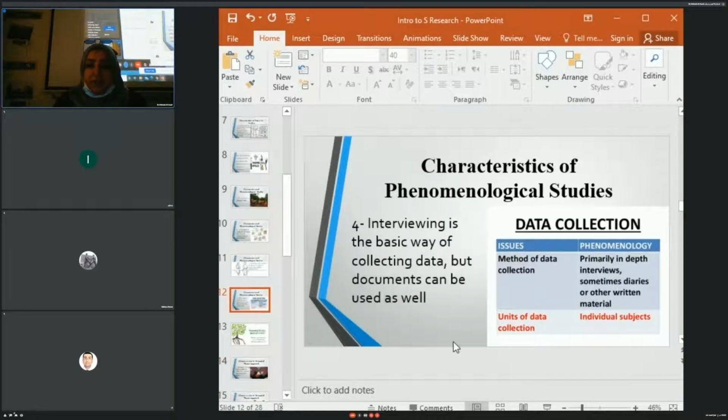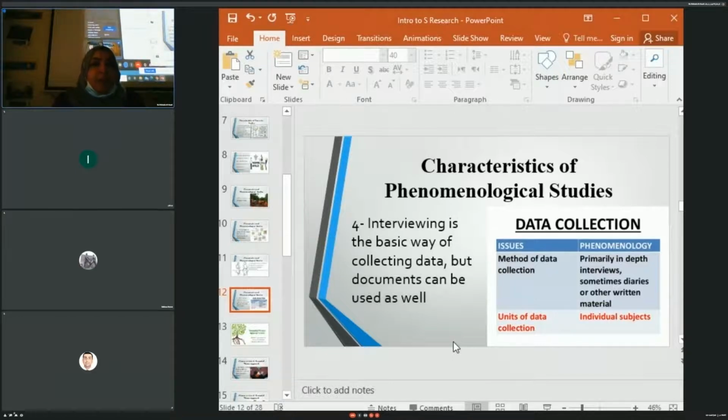Another characteristic of phenomenological studies, which is related to data collection, is that interviewing is the basic way of collecting data, which is true for all kinds of qualitative studies. But documents can be used as well. Again, if we are talking about the phenomenon of COVID-19, we can collect data from documents. For example, I am one of the personnel in the Department of Health, so I have access to all of these documents, or maybe I work in a hospital and I have documents about all of the cases of COVID-19 in a certain area in Iraq. So I'd like to do research about this phenomenon.